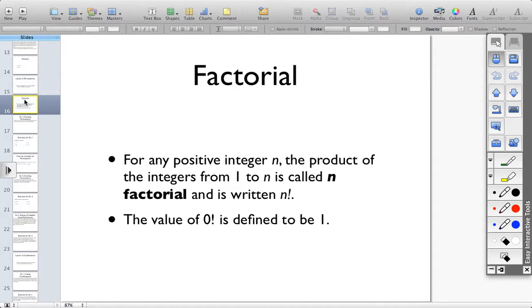If for any reason you see 0 factorial, its value is going to equal 1, not 0. Fortunately, we don't see too many of those. Let's take a look at an example of when we would use factorials. What does this have to do with anything?